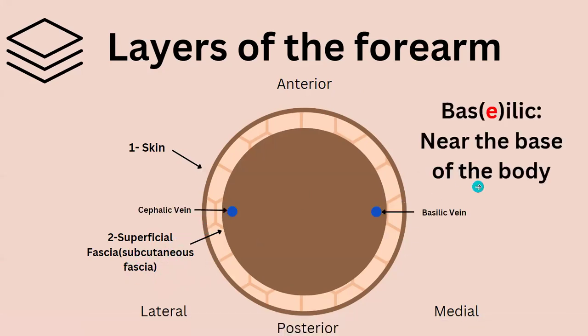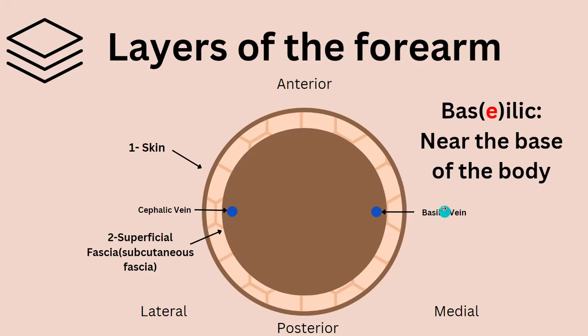Now, since we have the superficial fascia, we also have a deep fascia. I'll be discussing that after the slide. So before moving on to the deep fascia, we have two veins that are embedded in the superficial fascia. We have the basilic vein and we have the cephalic vein. Now, it's really important to differentiate between which vein is on which side and even the names of the veins.